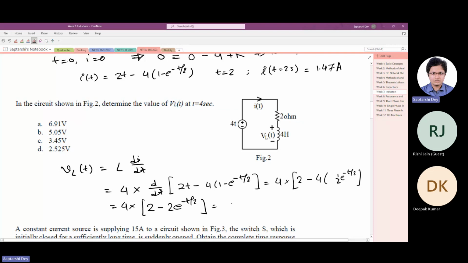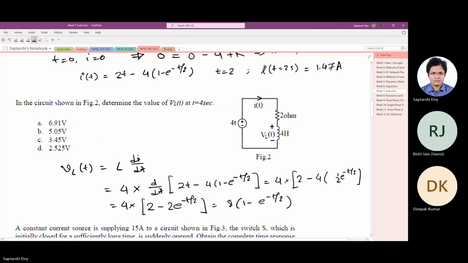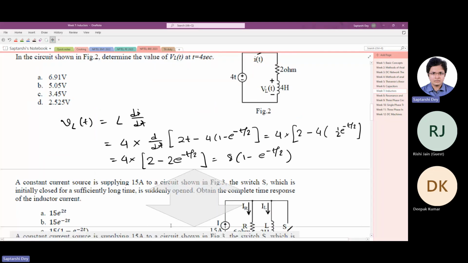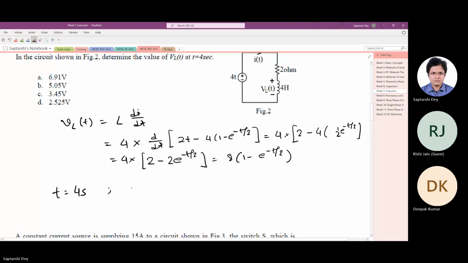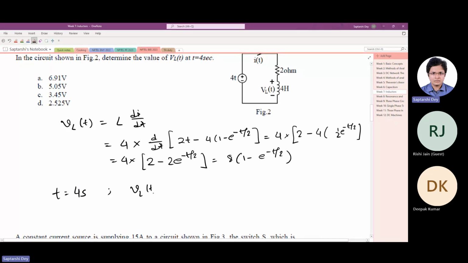It is 8 times 1 minus e to the power minus t by 2. Right, this is the expression for voltage. And now if you put t equals 4 here, you will get the voltage value at 4 seconds. You put t equals 4, you get VL. Some 6.9 volt should come.